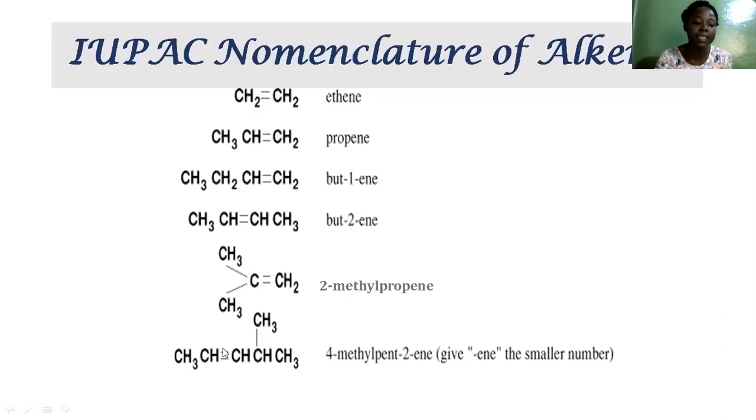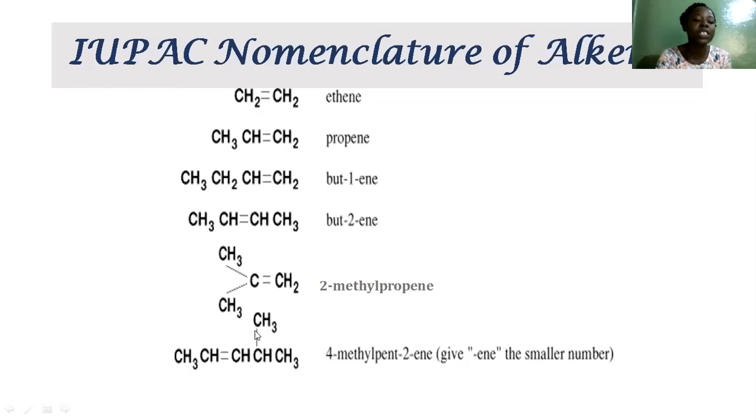So let's take a look at this last one we have here. Count the chain, the parent chain. 1, 2, 3, 4, 5. So 5 is pent. So how do we number this carbon now? Look at it. If you number 1, 2, the double bond is on carbon 2. Then if you count from the right to the left, you have 1, 2, 3. So 2 is smaller than 3, so you take 2.